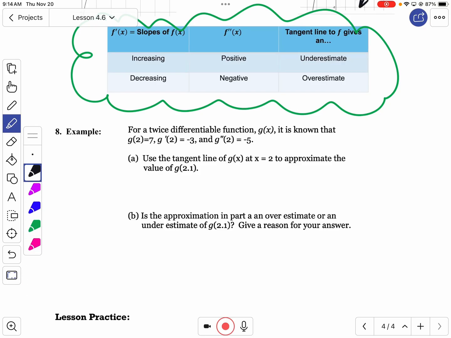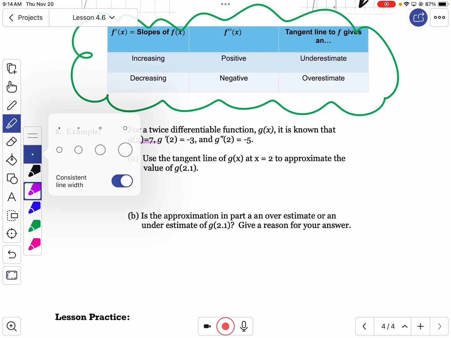So here's the things that it tells me. We're going to need this. g at 2 is equal to 7, g prime at 2 is negative 3, and g double prime at 2 is negative 5. So it's giving me 2 values right here, and what they're going to mean to me.